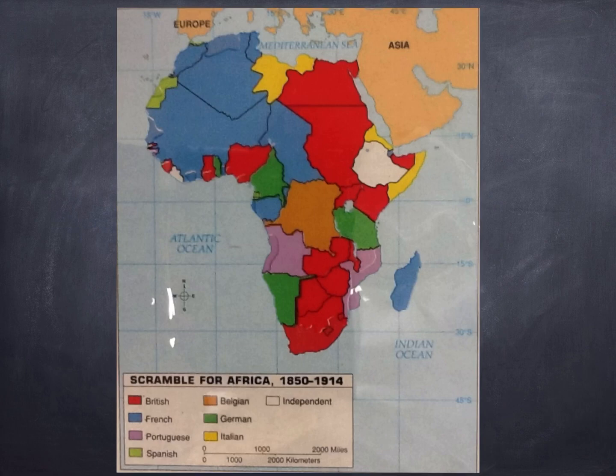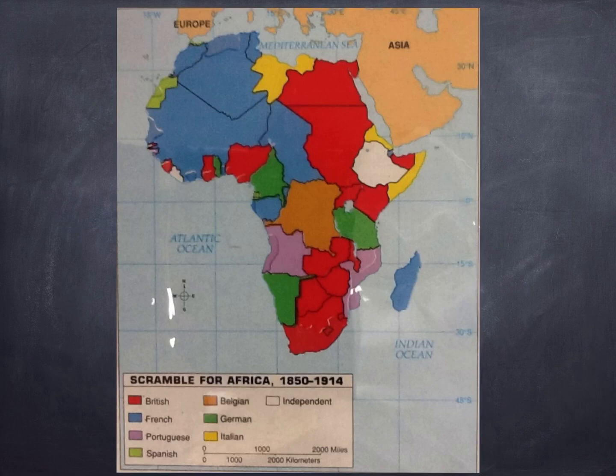Now, over on the west coast of Africa, you can see a real small little area that's represented by the white area that remained independent. That is the country of Liberia, and it's a great story. When slavery ended in the United States, there were freed ex-slaves that were allowed to return back to Africa. So they went across the Atlantic Ocean and they landed on the west coast of Africa and eventually created their own country. And they named it Liberia.